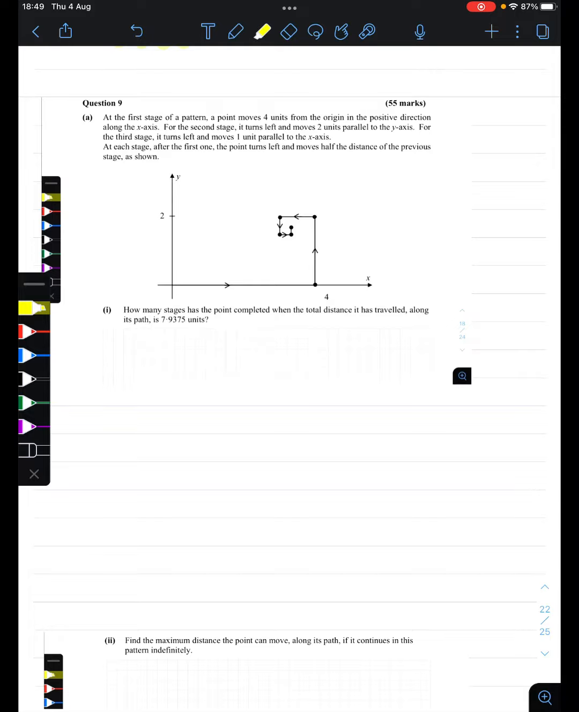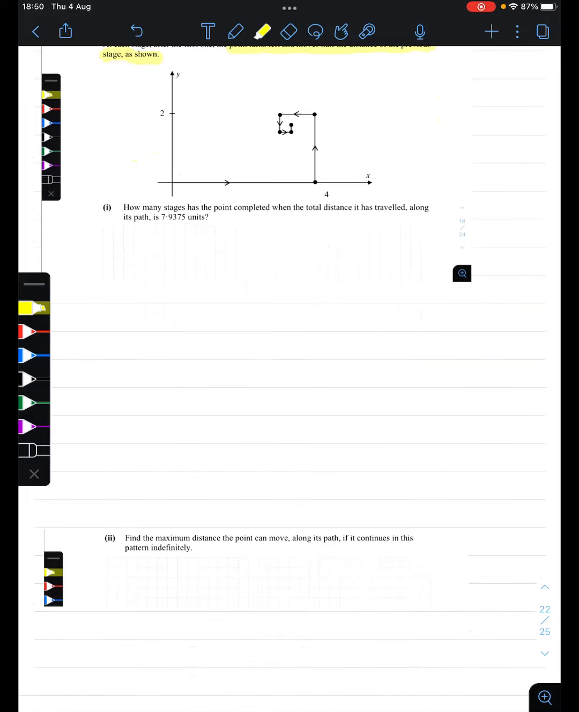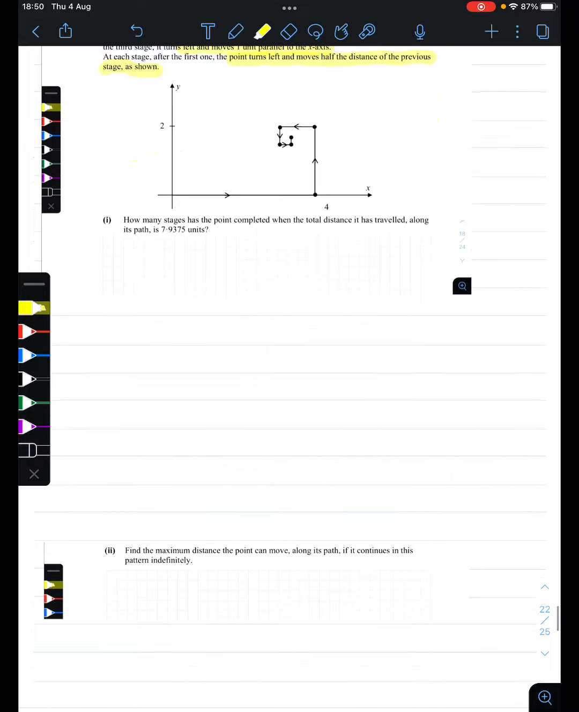Okay, so we have a pattern where a point moves 4 units from the origin in the positive direction along the x-axis. For the second stage, it turns left and moves 2 units parallel to the y-axis. For the third stage, it turns left and moves 1 unit parallel to the x-axis. At each stage after the first one, the point turns left and moves half the distance of the previous stage, as shown. Okay, so now let's take a look at what they're asking us to do in part 1.